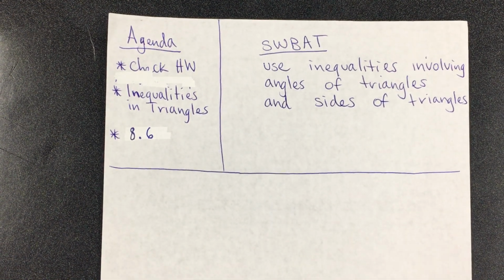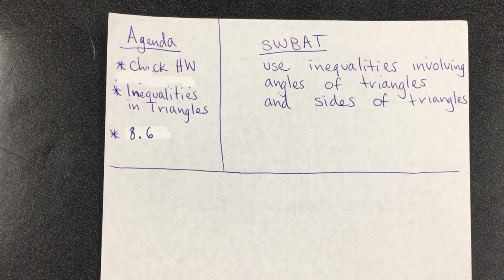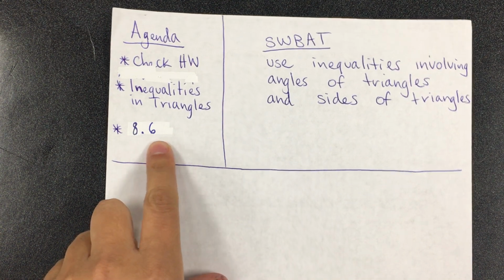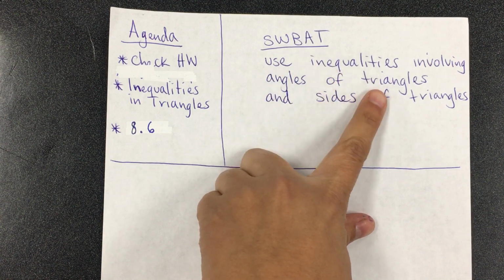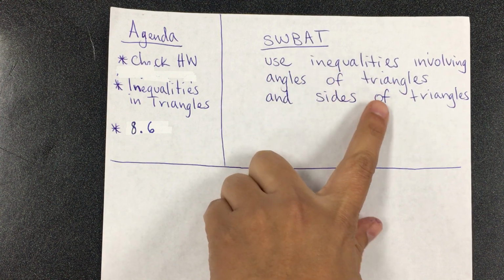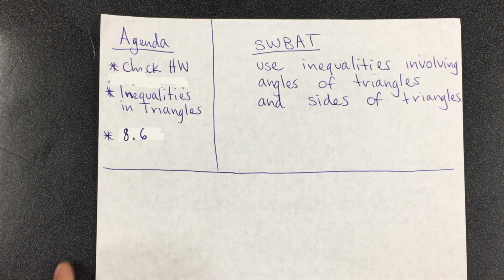Hello students, today's agenda is to check homework. We'll be working on inequalities in triangles, and you will be able to work on 8.6. Today students will be able to use inequalities involving angles of triangles and sides of triangles.